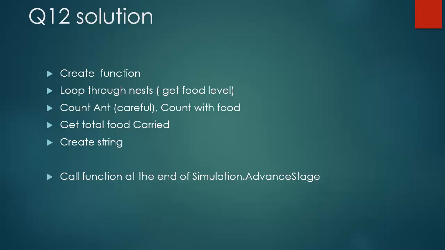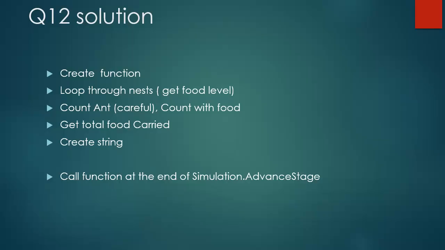So let's create that function, loop through the nests. Getting the food levels is trivial because that's built in already. Then we need to count the ants that belong to that nest. Now there's already another method that does this somewhere but doesn't quite do it how we want to.